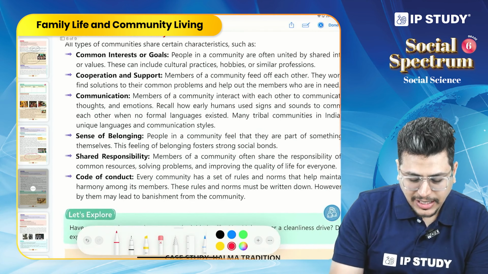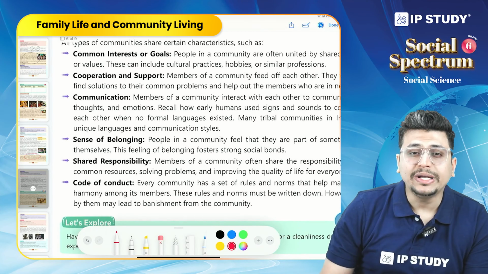See, every community will have some common interest or goals. So just like you are studying in a school, everyone in your school has some common goals, that you have to score good grades and get good education to become a good citizen, right?